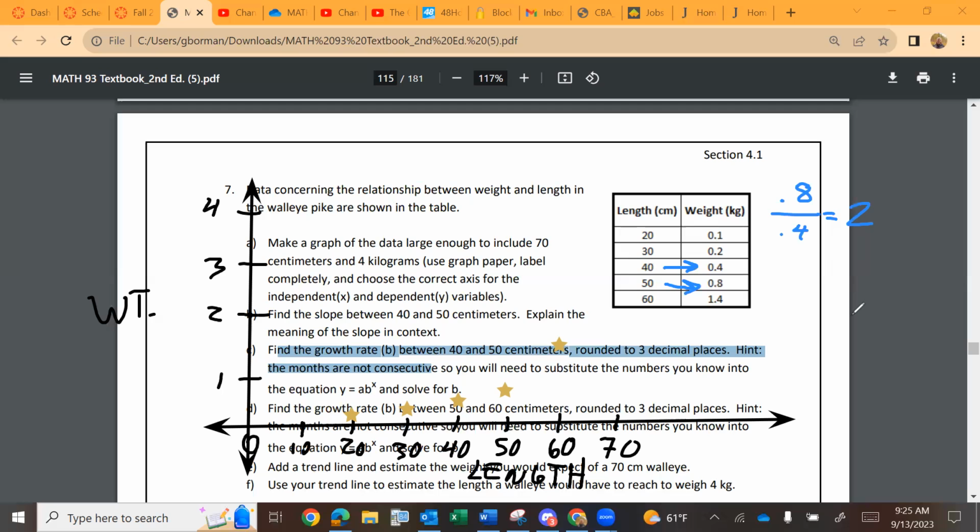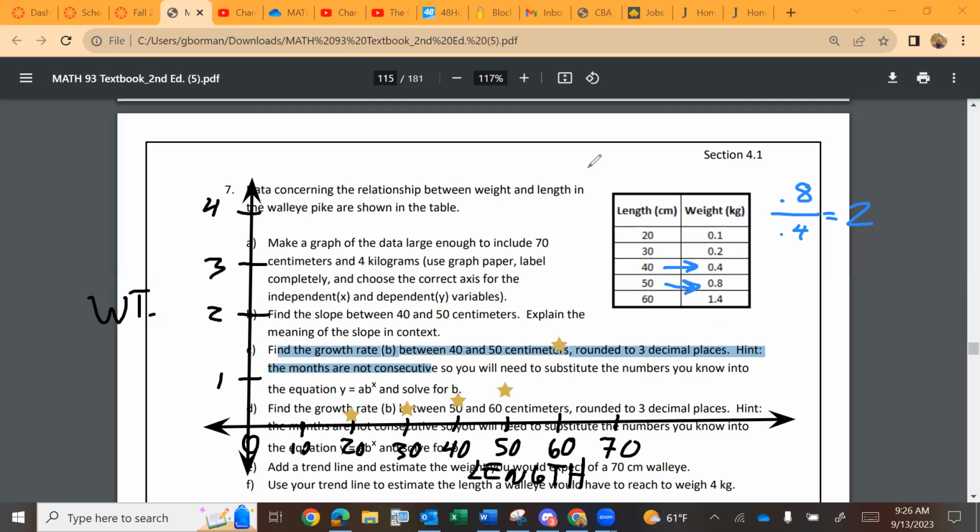And that right there tells you that, let's see, hint, they don't ask us to do anything with it. So just saying 2 will suffice. But what does it mean? It means that at least between 40 and 50, the weight is doubling. And so that's what you would do. You just take the second y value and divide it by the first when you're doing growth rate.